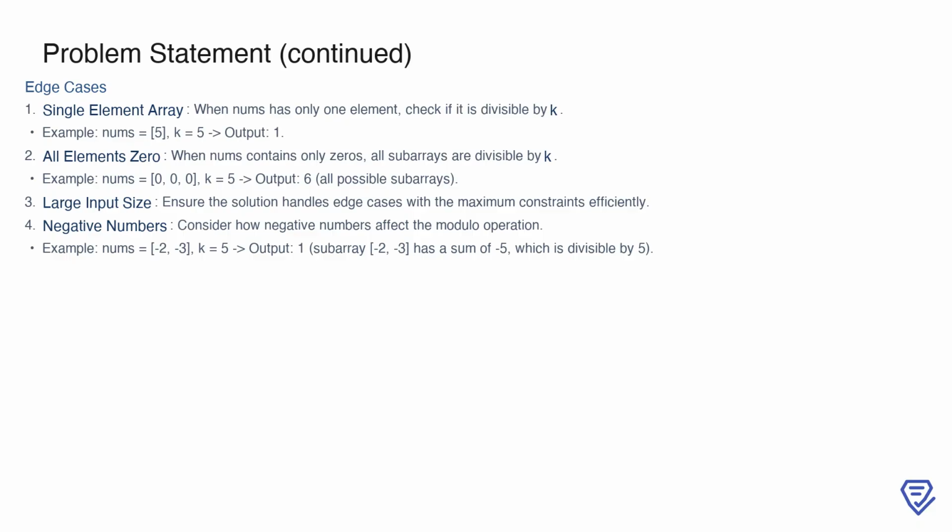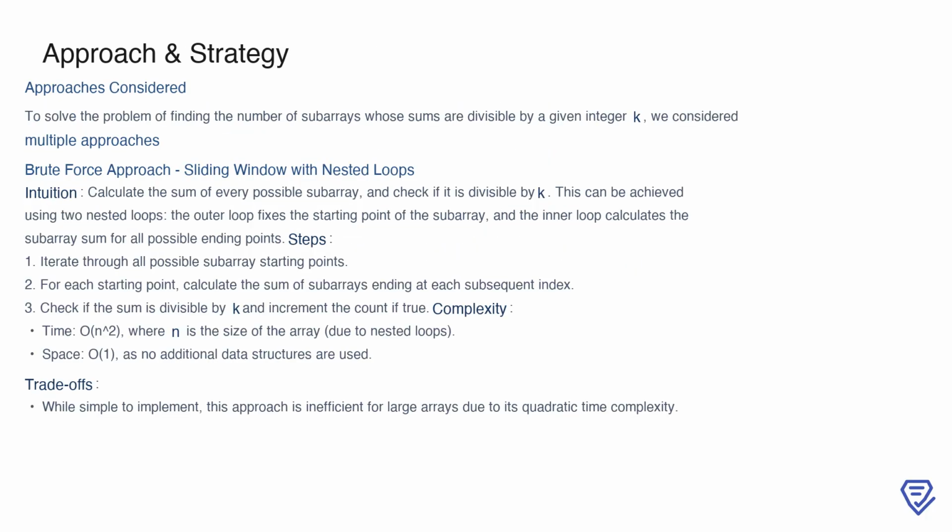These edge cases highlight the importance of designing a robust solution capable of addressing all scenarios within the problem's constraints. To solve the problem of finding the number of subarrays whose sums are divisible by k, we looked into multiple approaches. One straightforward method is the brute force approach, which uses a sliding window with nested loops. The intuition here is to calculate the sum of every possible subarray and check if it's divisible by k.